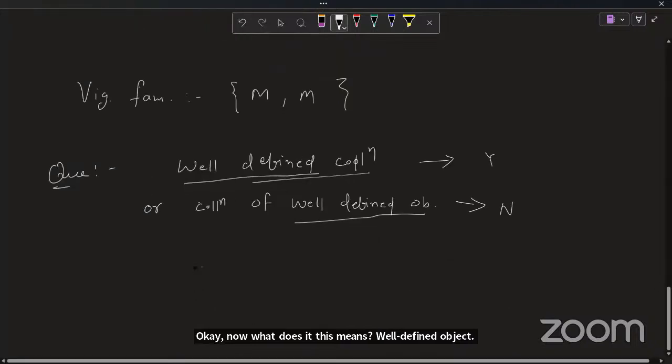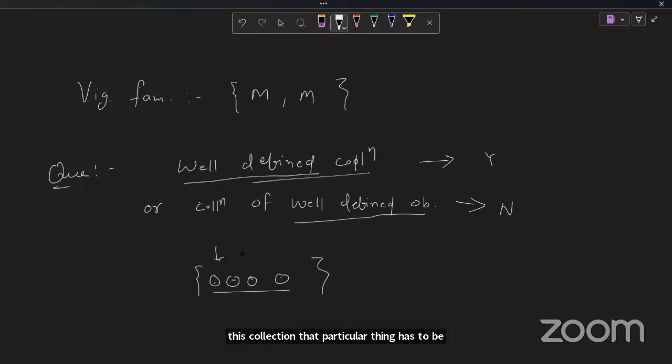It means that whatever you are taking inside this collection, that particular thing has to be well-defined. Suppose I am taking paracetamol in this box. Should I say that paracetamol is not well-defined? It would mean there is no such value for that paracetamol. If something exists, it is already well-defined. That is why that particular thing exists. So there is no such meaning of a well-defined object. This is the confusion. Most people say, sir, collection of well-defined objects. But what do you mean by well-defined object? If something is there in real life, it means it is well-defined.